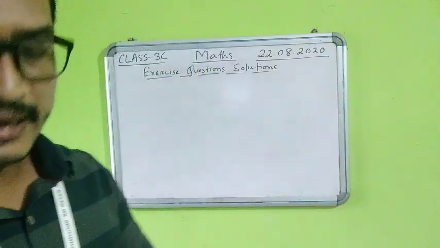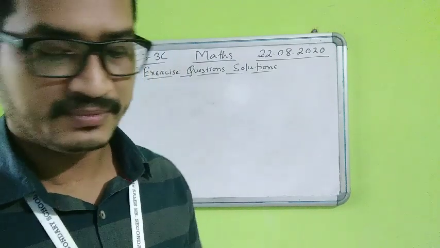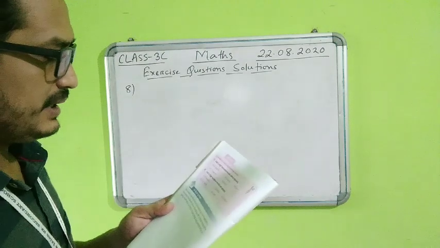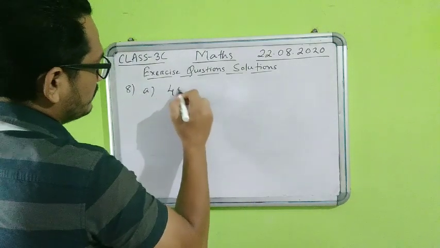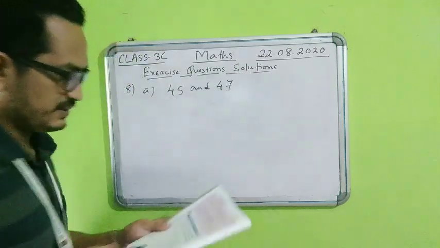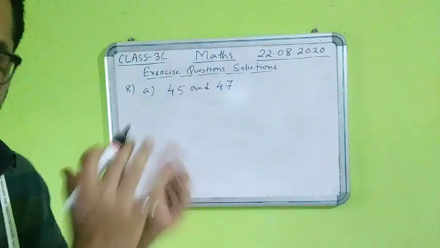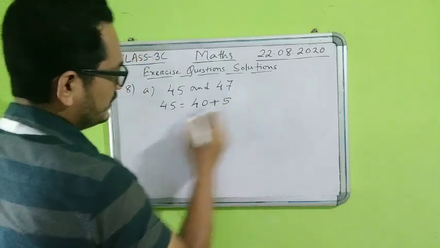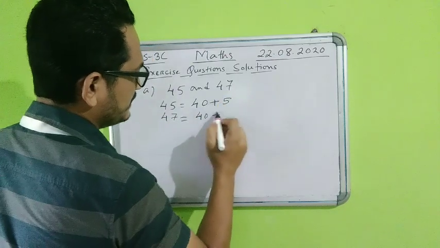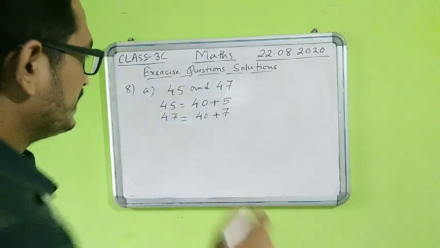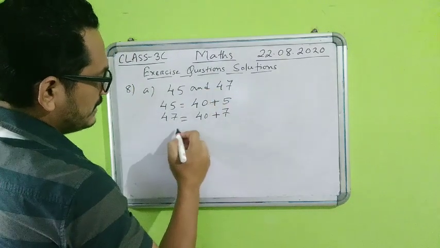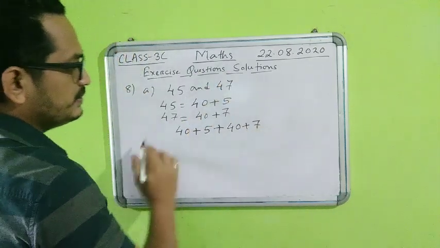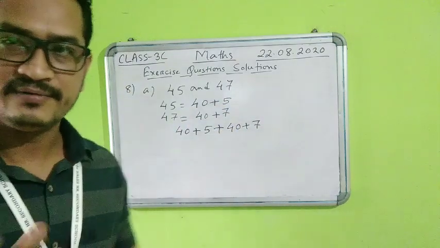Let us take an example from the questions, and I will tell you how to solve it. Say I am taking question number 8. We can say 8A, I am taking 45 and 47. We are going to add them mentally, but I will show you how to do it. 45 I can break as 40 plus 5. 47 I will regroup as 40 plus 7. Till here it is very easy. Now since we need to add both of them, I will add like this: 40 plus 5 plus 40 plus 7. That means all of this will be added because we need to find the sum.